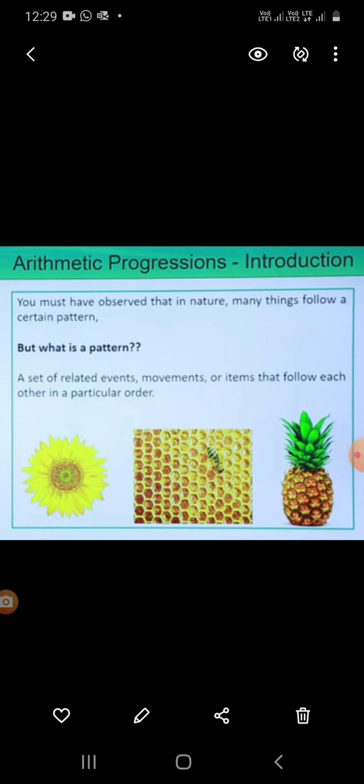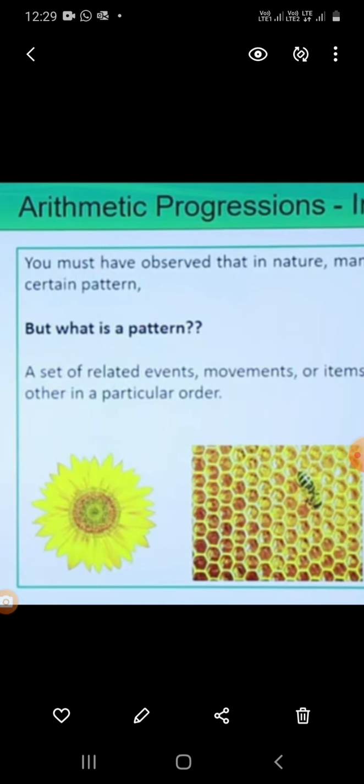Today I am going to take arithmetic progression. Can you see this picture? Yes. In nature, in our daily life, we can see many things follow a certain pattern. What is a pattern? Pattern is nothing but, can you see this picture?